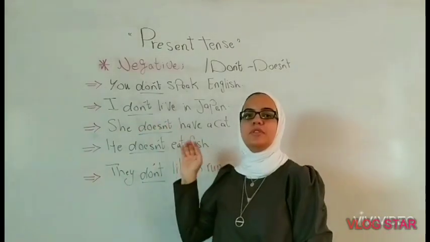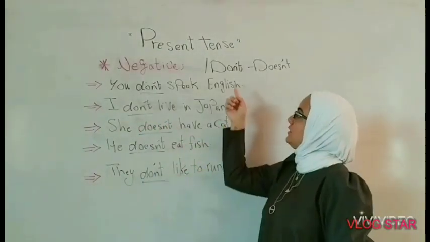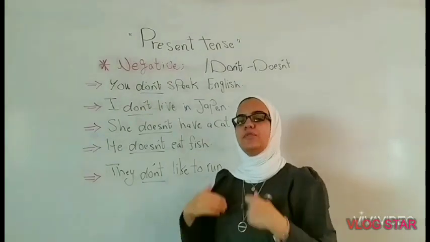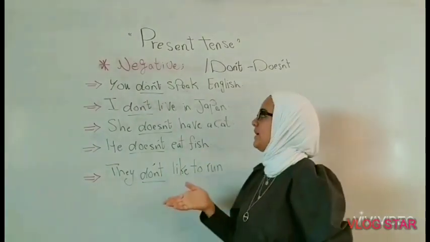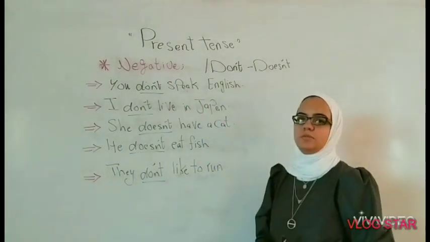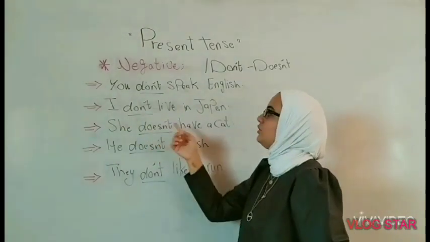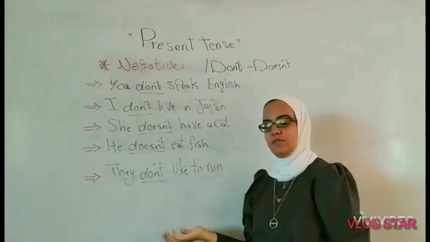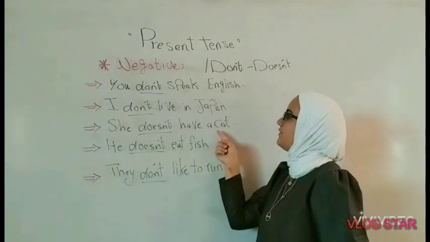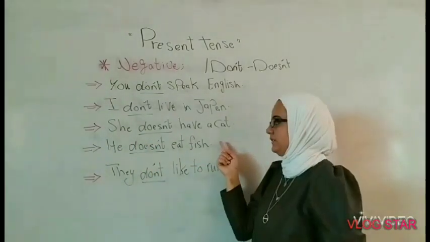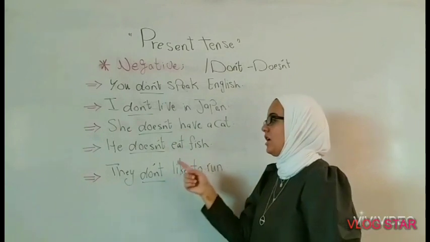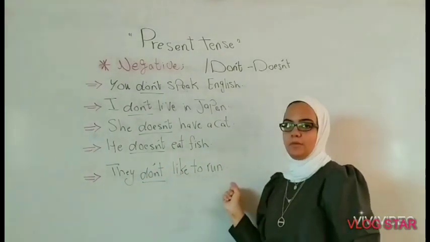And now let's turn to the negative form. We use don't or doesn't if we want to make a negative sentence. For example, you don't speak English. I don't live in Japan. She doesn't have a cat. He doesn't eat fish. They don't like to run.